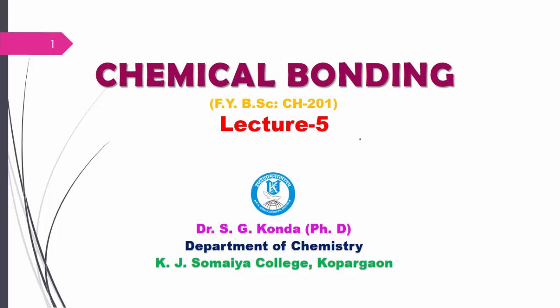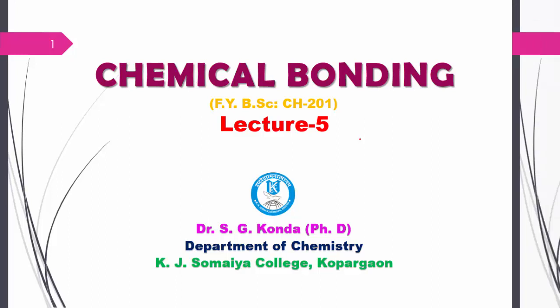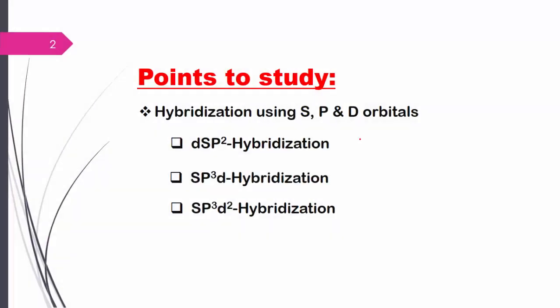This is lecture number 5 of chemical bonding. As we know, we have been continuously discussing chemical bonding for the last 4 lectures. Now, in this lecture, we are going to study hybridization using s, p and d orbitals.